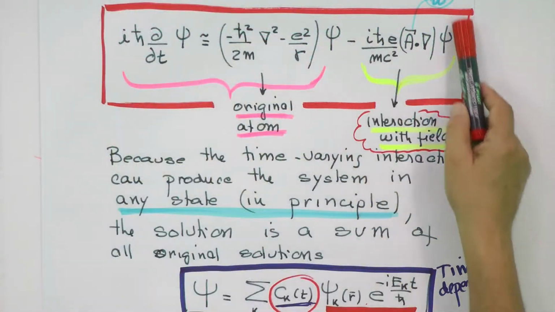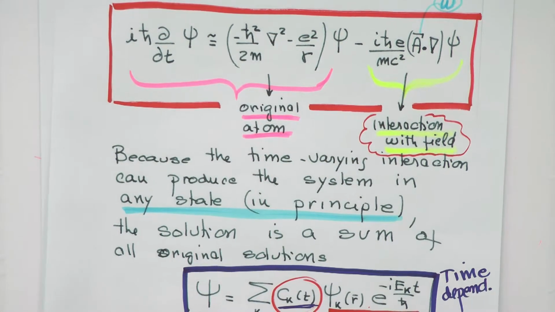And this is due thanks to the interaction that we have, thanks to this term here, which represents the interaction of the light with those orbitals.